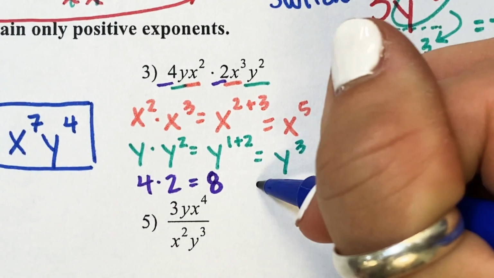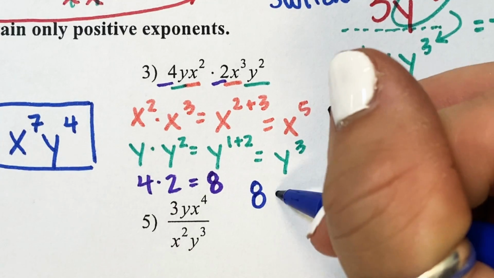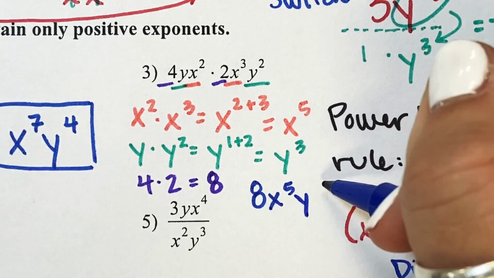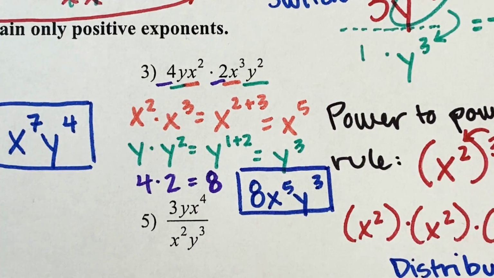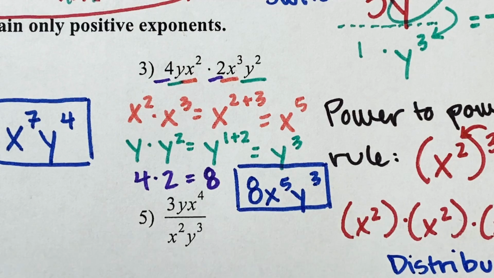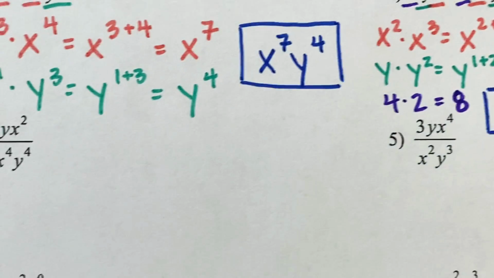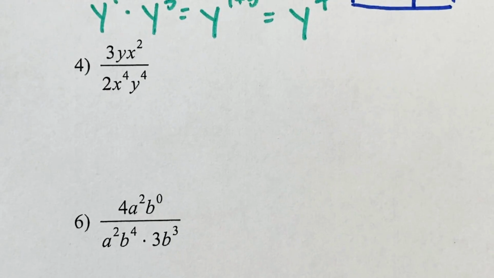Now we can put all of our pieces together for our final answer. We always put our coefficient in front. 8 x to the 5th y cubed. Beautiful. And that is our final simplified answer. Awesome. Let's go to number 4.